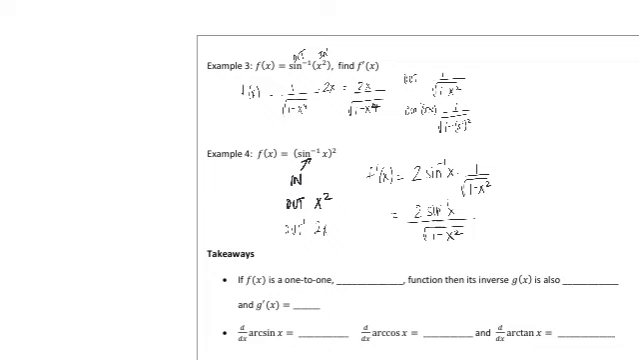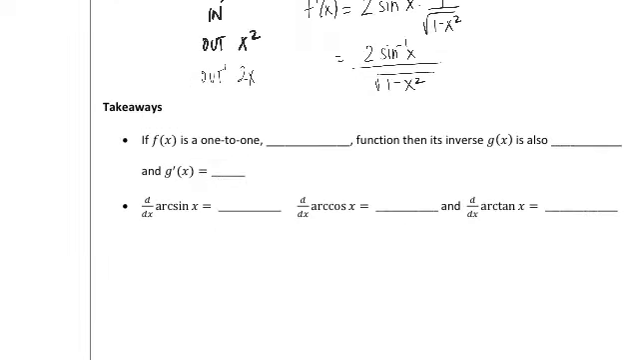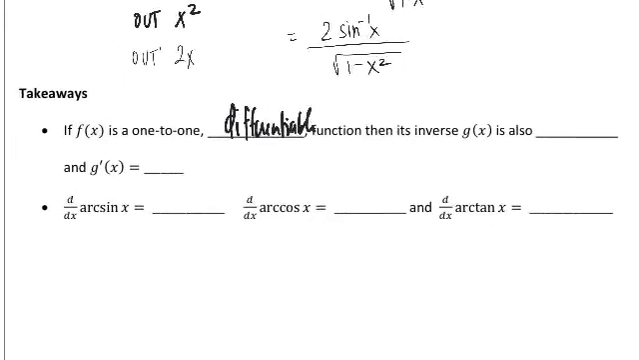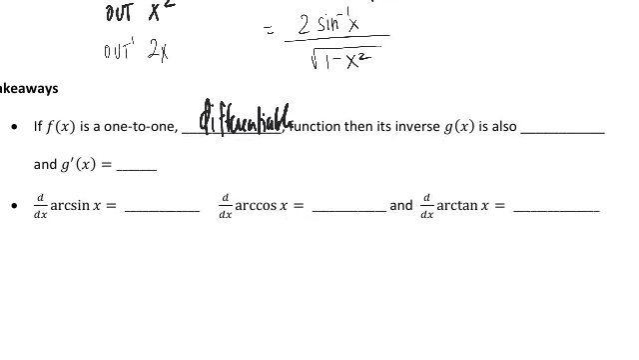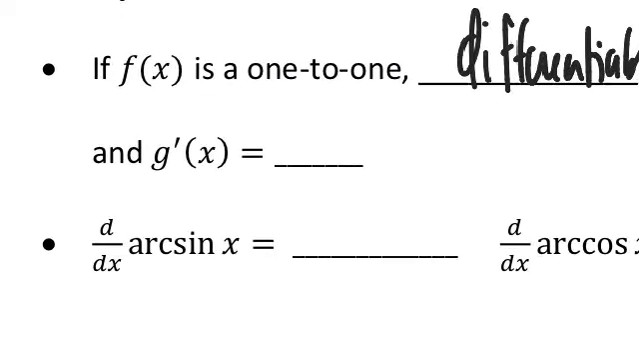Okay, so basically, what are our takeaways? First of all, if f is a one-to-one function and it's differentiable, those are the two conditions, then we have a new formula for the inverse. The inverse is g. The inverse is also differentiable, and its formula for g prime will be 1 over f prime of g of x.